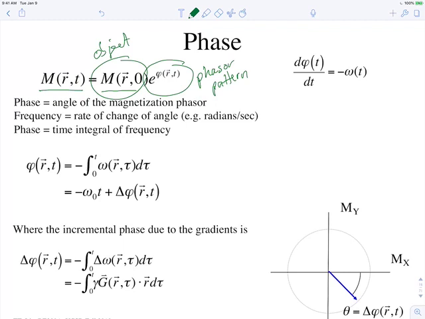So the first thing to realize is that so far we've talked about frequency. And the first thing to realize is that the change in phase is simply my frequency. I'm not sure why that minus sign is there. Let's see, minus. Okay, question mark.